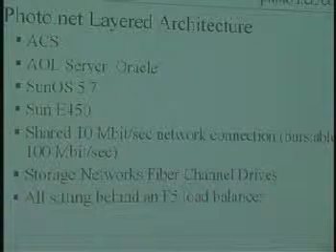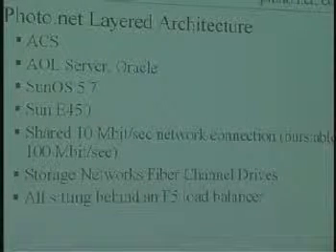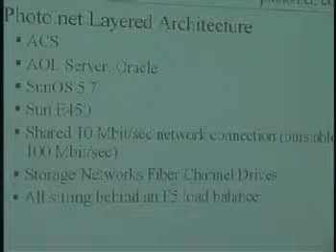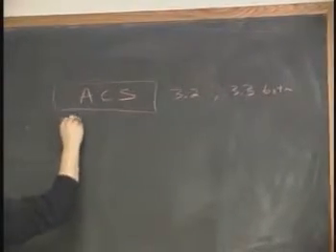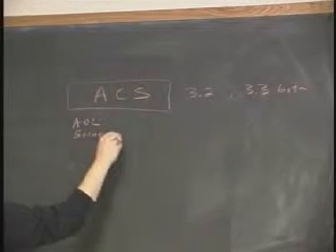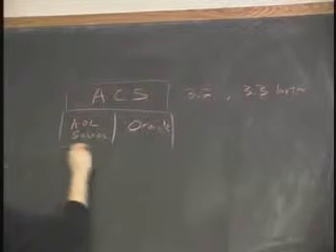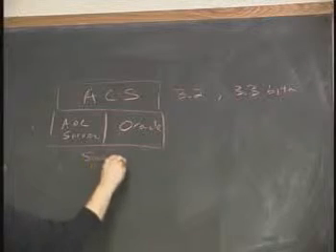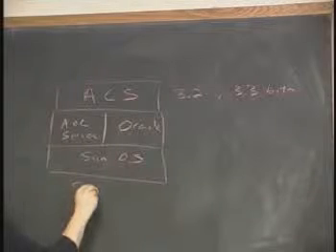So what does the overall architecture look like? Well, we have the Ars Digita community system, version 3.2 with a hybrid of 3.3 beta. Underneath that, it's running on AOL server and Oracle. That's all running on Sun OS, which is running on a Sun E450.